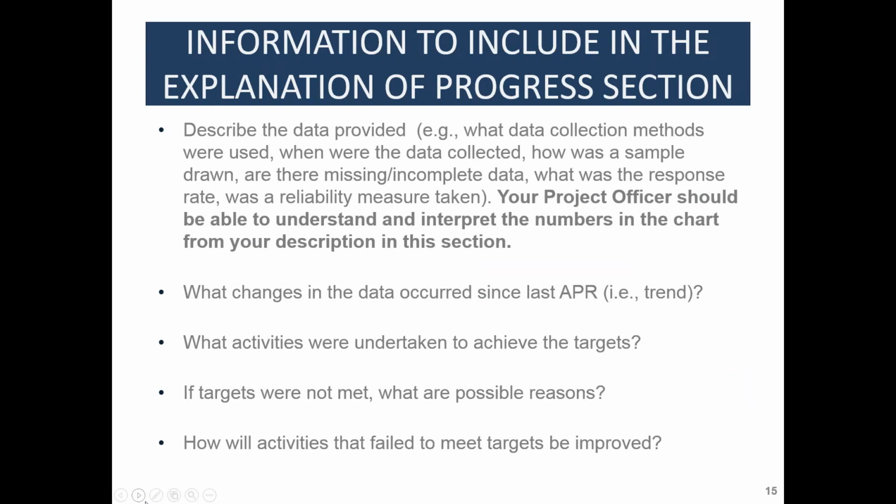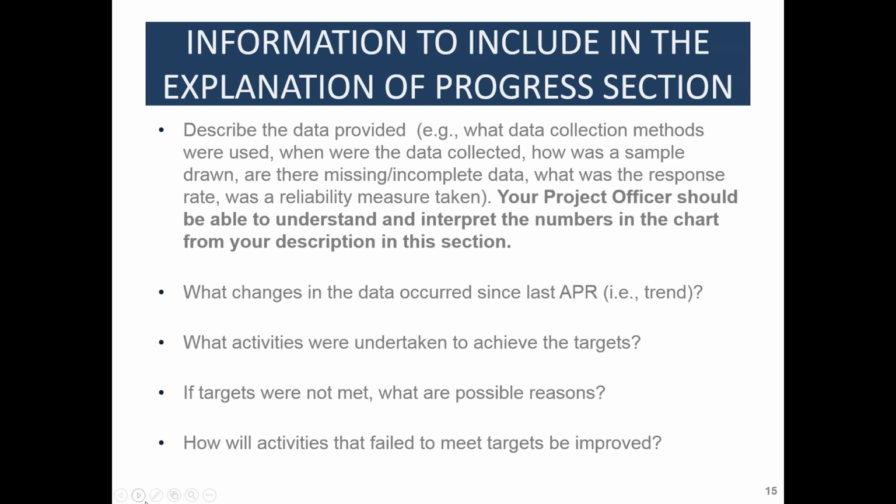So what information should be included in the explanation of progress section? As just mentioned, you should include an explanation for any measure where you reported 999. You should also describe the data provided. For example, what data collection methods were used? When was the data collected? Are there missing or incomplete data? What was the response rate?